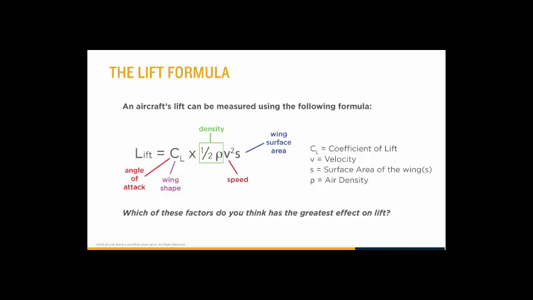It's distracting me. Alright, so hopefully you looked at this equation and you said, oh, it's probably the velocity, because the velocity is squared. So as the aircraft's airspeed increases, lift increases by the square of the speed. Every other factor in the lift equation is linear.